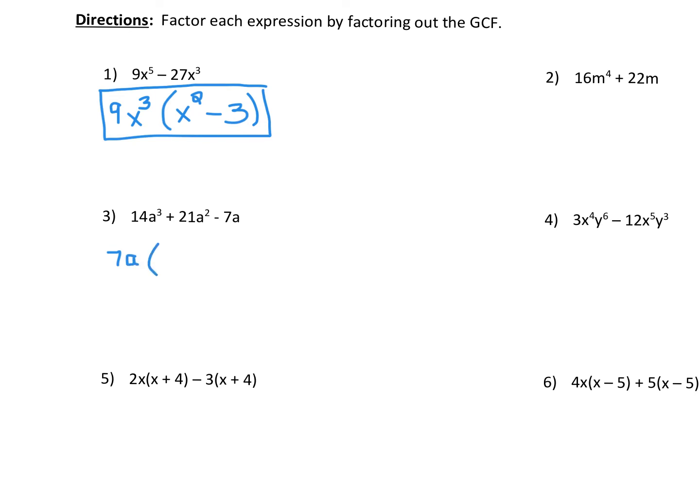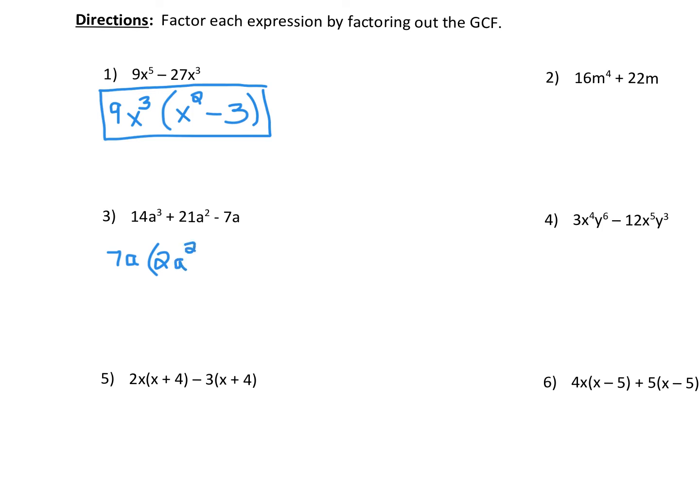Okay, and then in parentheses, I'm going to write what I'm left with. Now remember, when you're factoring out the greatest common factor, you're actually dividing by this right here. Okay, so 14 divided by 7 is 2. And a to the 3rd divided by a to the 1st would be a squared.